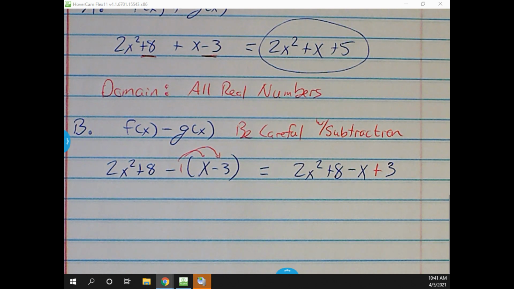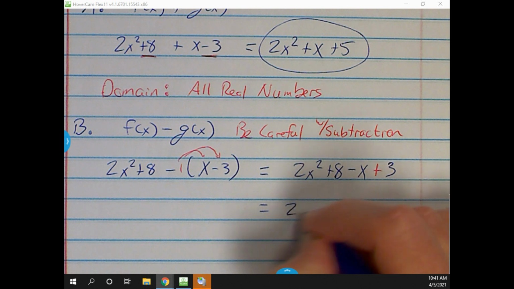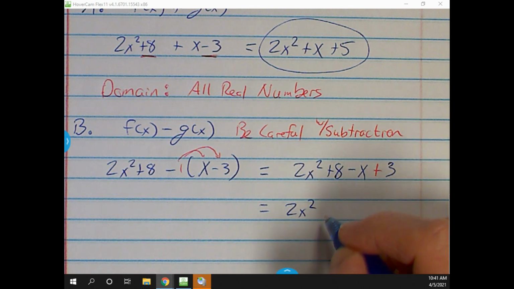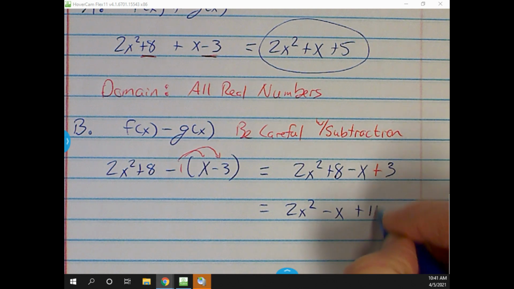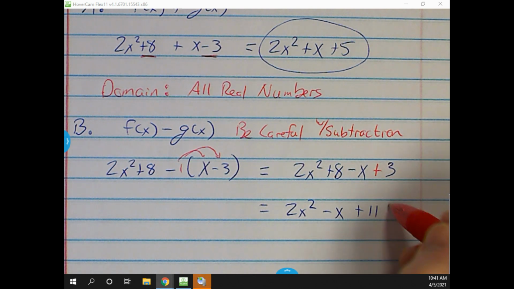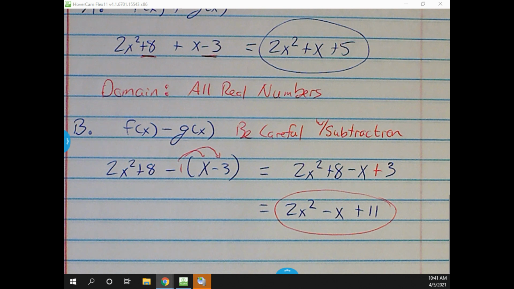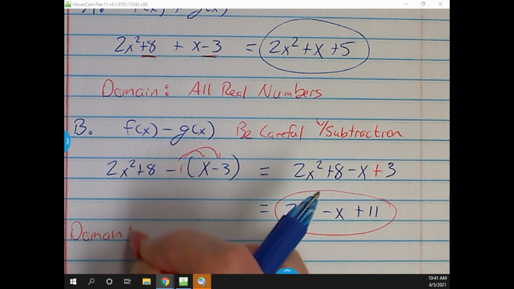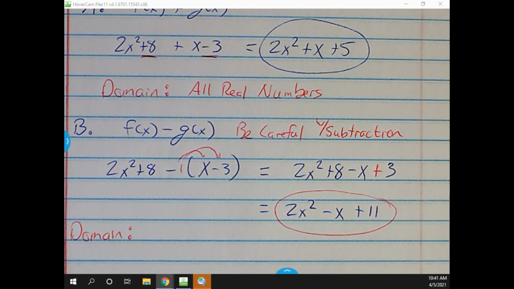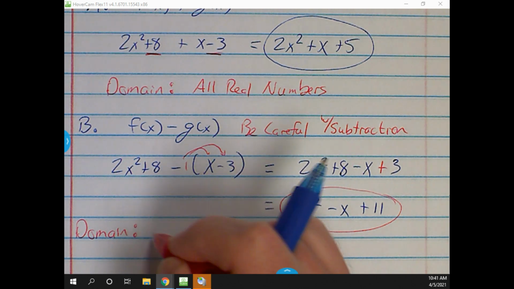All right, from there, do the same thing. We'll combine like terms. 2x squared is good. The minus x is good. The only thing you can combine is the 8 plus 3. So then you can make that 11. Okay, and if they ask you for domain on this one, it's still the same thing. It's still all real numbers.